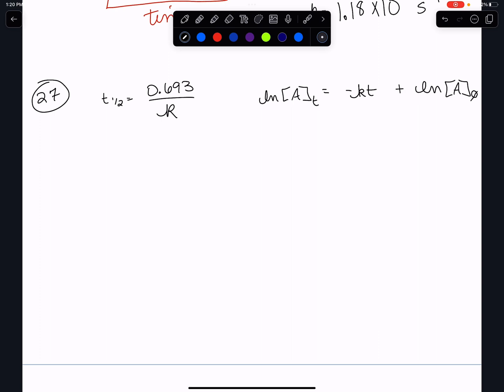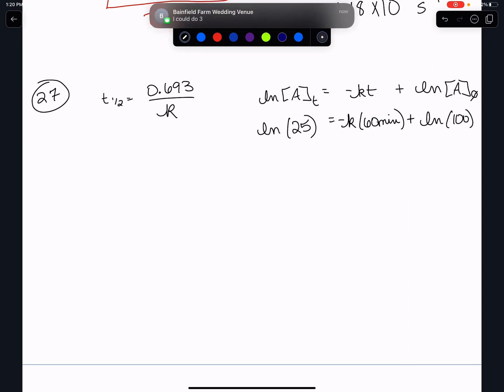Okay, and it looks like it doesn't give us an initial and final concentration. Okay, we're going to calculate k. The problem gives us 60 minutes. But it does give us an initial and final concentration because it says 75% has decomposed. So what that means is that if we start with 100, if 75% decomposes, then we end with 25. Okay, and we're going to just solve that for k.